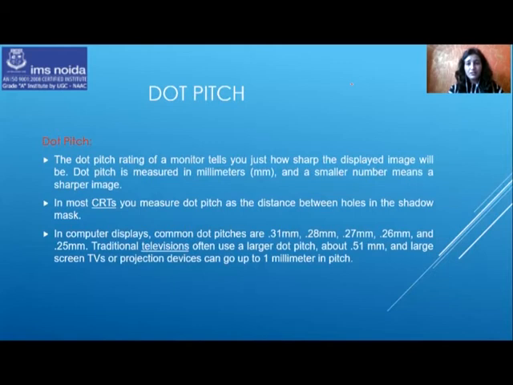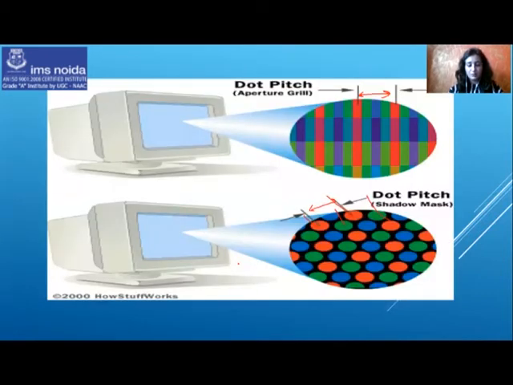Now, the dot pitch rating of a monitor tells you how sharp the displayed image will be. Dot pitch is measured in millimeters, and a smaller number means a sharper image. In most CRTs, you measure dot pitch as the distance between holes in the shadow mask. Mostly the dot pitches are 0.31 millimeter, 0.28, and there are lots of dot pitches. In traditional television the dot pitch was very large, 0.51, but nowadays the dot pitch is very small in modern computers, right?